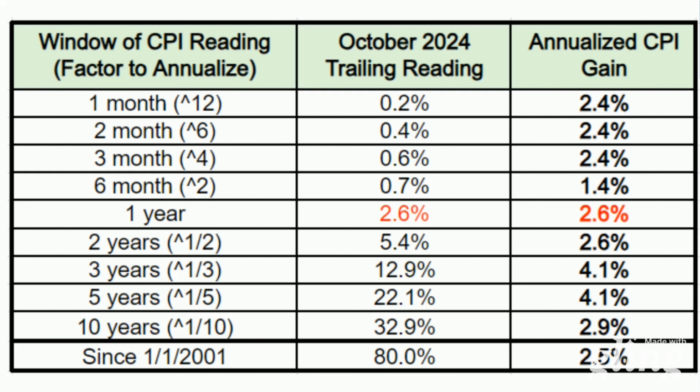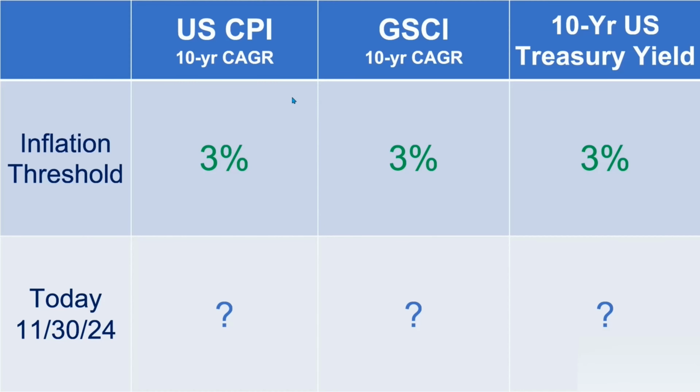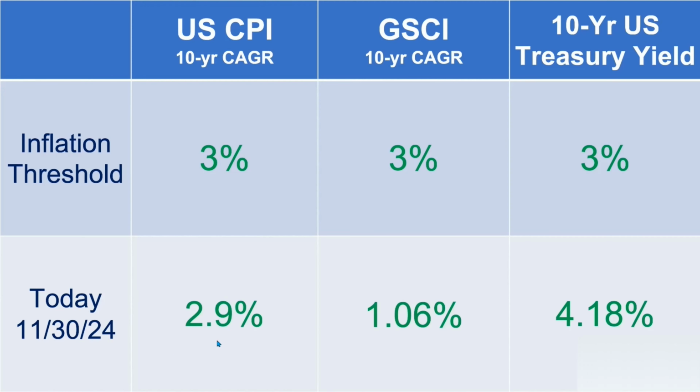So we go back to my matrix. So we saw all three: the 10-year compounding annual growth rate of the US CPI, the 10-year compounding annual growth rate of the Goldman Sachs Commodity Index, and the 10-year US Treasury yield. And today, November 30, 2024, the numbers are 2.9% for the US CPI, still below 3%, but not above it. And remember, 3% is the optimal inflation.